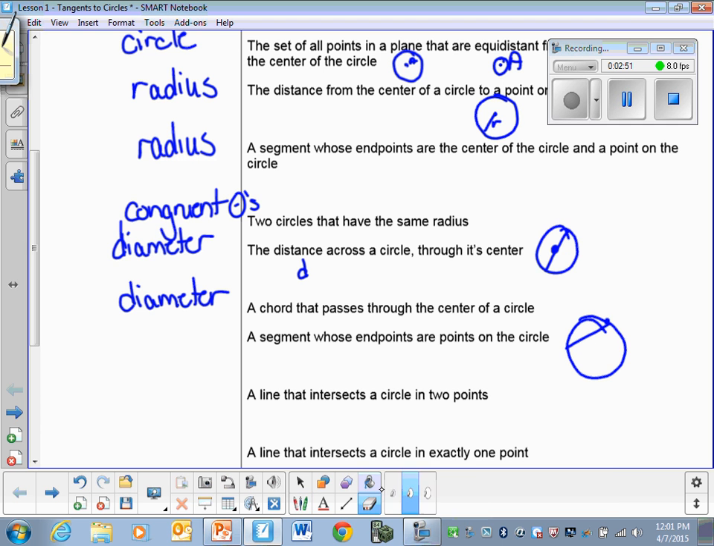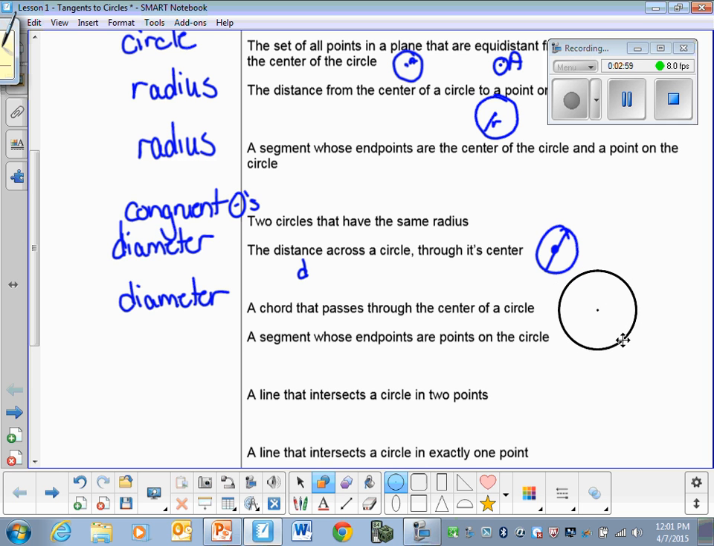That did not come out well at all. Let's erase that. Maybe I should actually pick up some decent circles here.